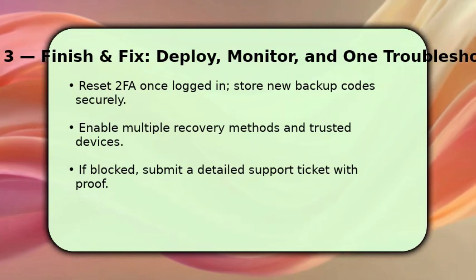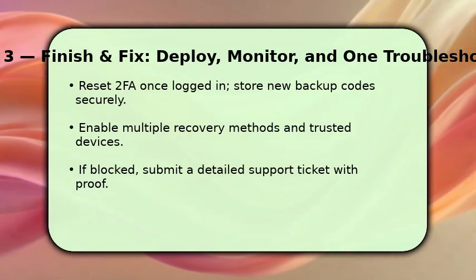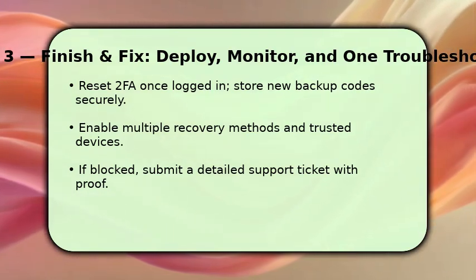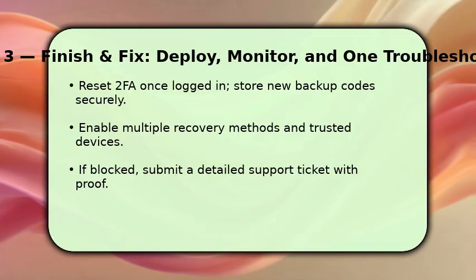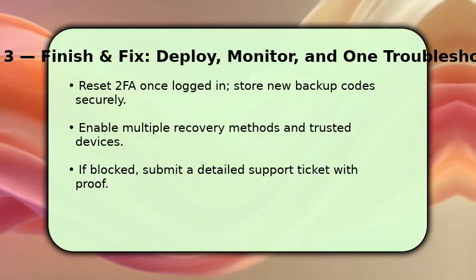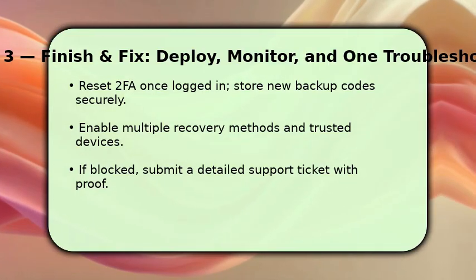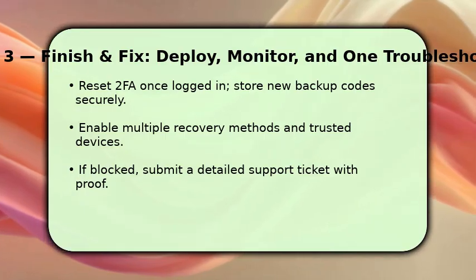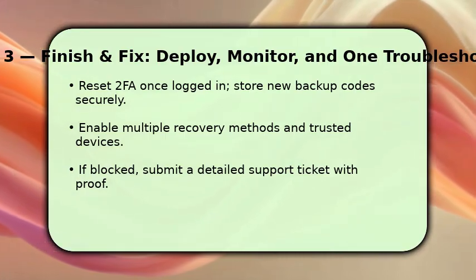Finally, once you regain access, immediately reset two-factor authentication through user settings, choose an Authenticator app and generate new backup codes and store them offline. Add a phone number and mark a trusted device to prevent similar lockouts because redundancy reduces risk.